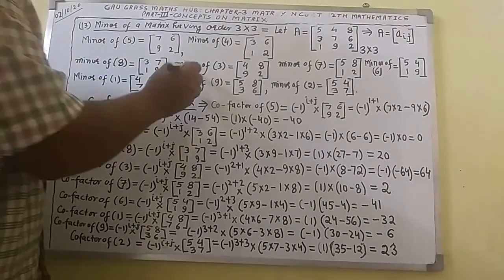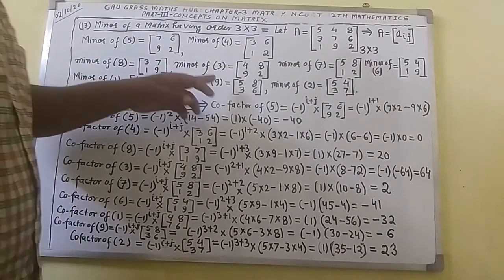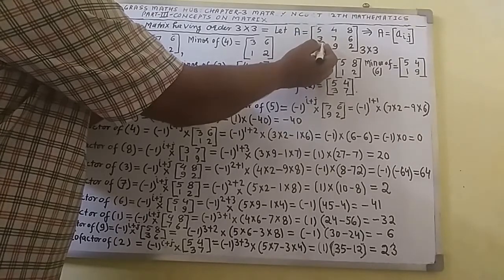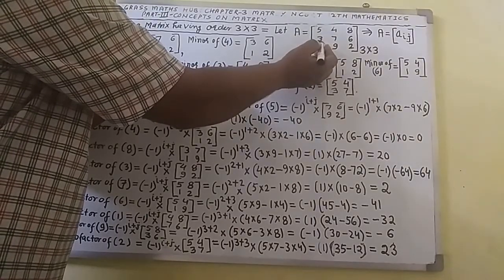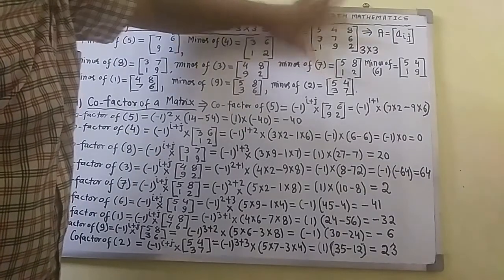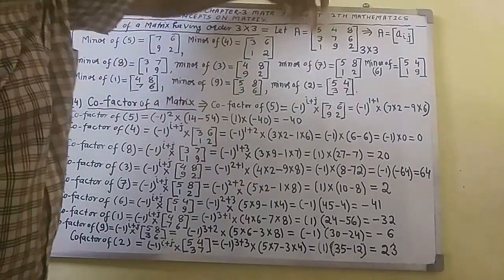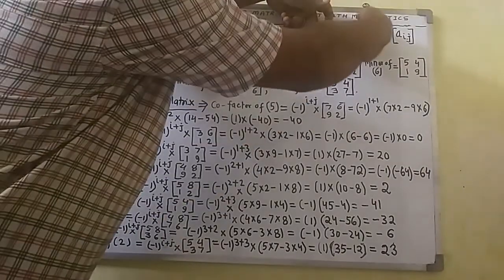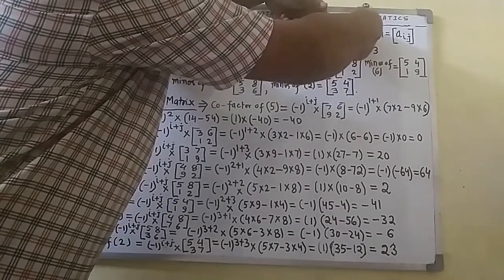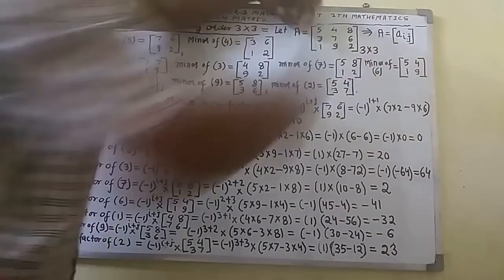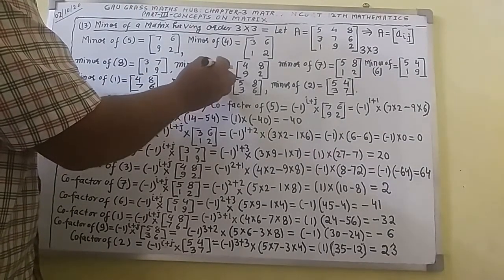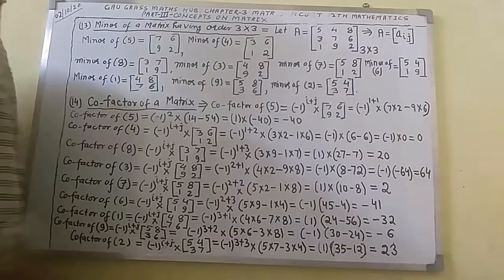Similarly, the minor of element 3. The element 3 is here. Element 3 is in the second row. The second row will get hidden like this. And 3 is in the first column. The first column and second row will get hidden. We will get the minor 4, 8, 9, 2. So the minor of 3 will be 4, 8, 9, 2.